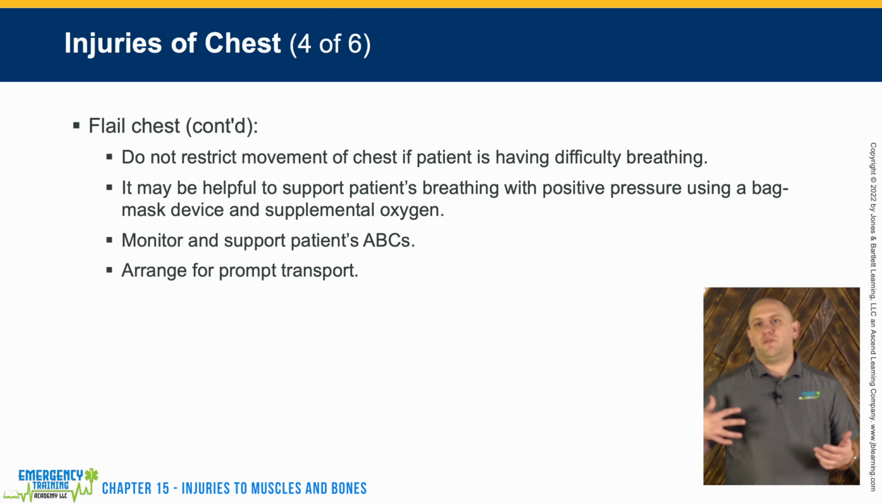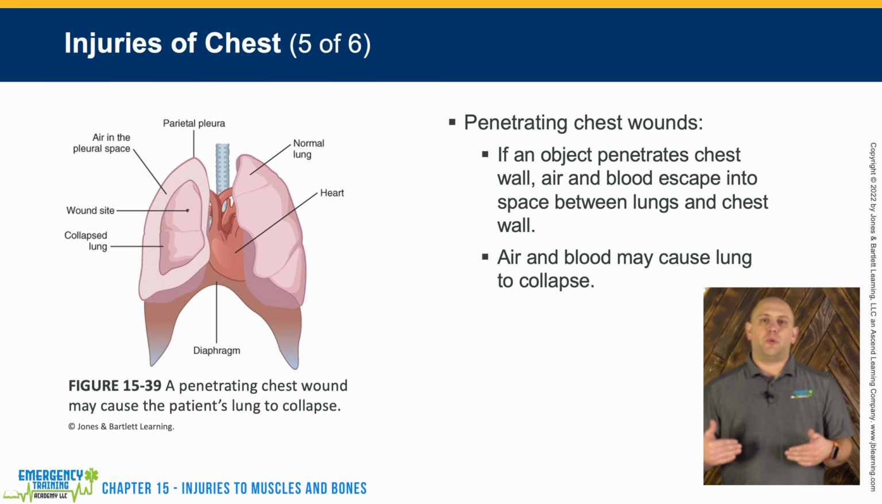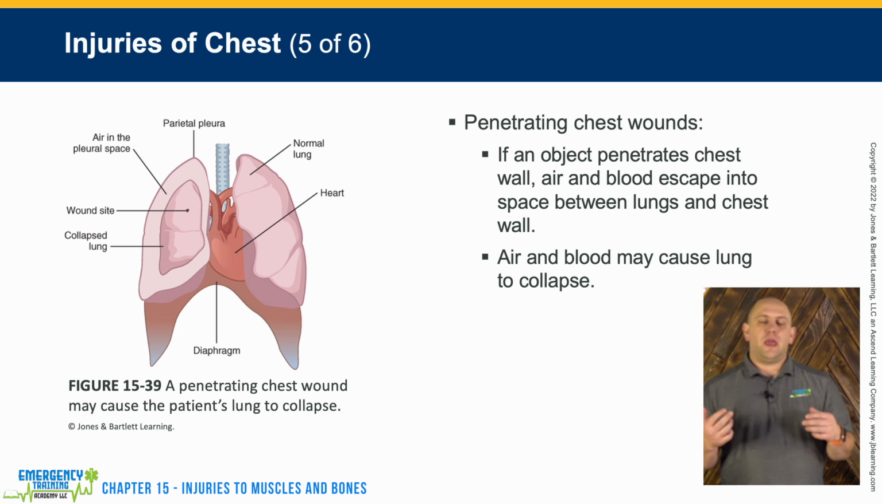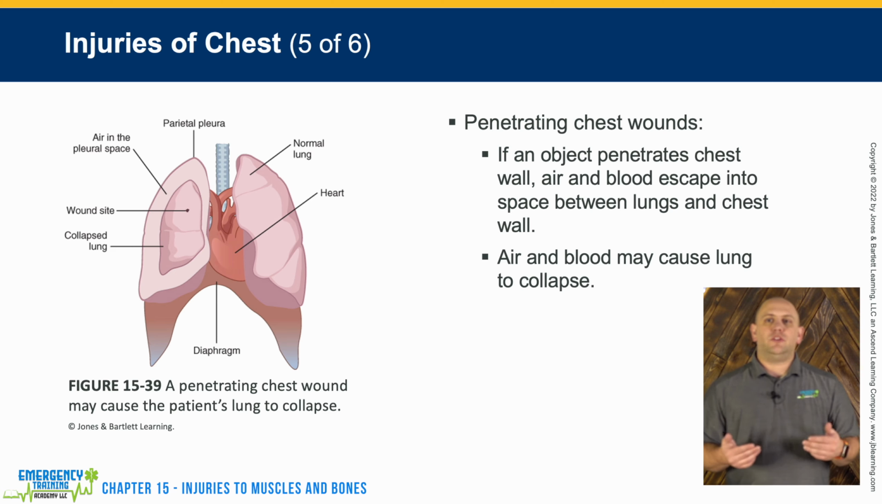If we do have a flail segment or even a single broken rib, we have the potential of a penetrating chest wound or something else that has punctured the lung at that point. Anytime we have a penetrating wound into the chest wall, that can allow blood or air to escape and could ultimately lead to collapsing of the lung.